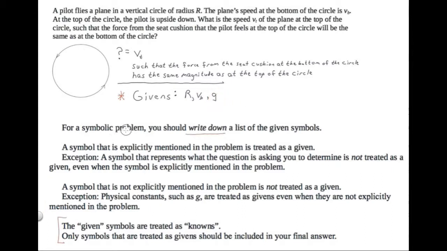For a symbolic problem, you should always write down the list of given symbols. How will that list be helpful to us? Well, we can treat the given symbols as knowns. So listing the givens will help us to identify which symbols in our equation stand for knowns and which symbols stand for unknowns. Also, only the symbols on our list of givens should be included in our final answer.